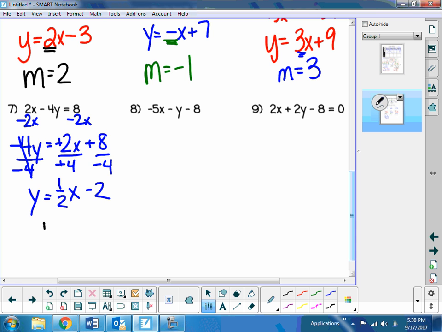So my slope in this case, y is all by itself, y is isolated. So the number in front of the x is my slope. So my slope is 1/2.